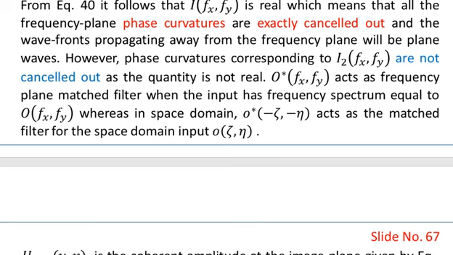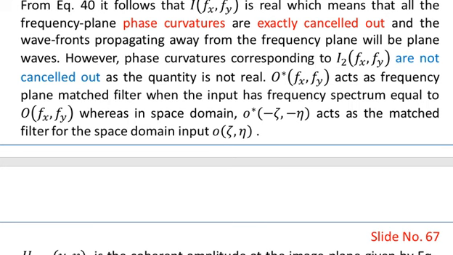So if you have placed an input in the coherent processor, and the spectrum generated by it is capital O, which matches with the frequency filter corresponding to O star, that is the complex conjugate, then under that condition we can say that a matched filter is placed. Whereas in the space domain, O star at minus zeta and minus eta acts as the matched filter for the space domain input O.